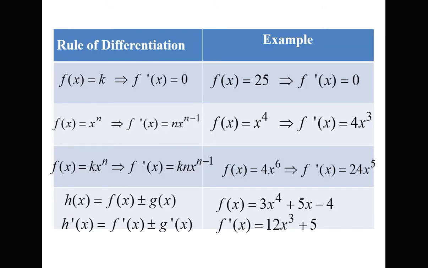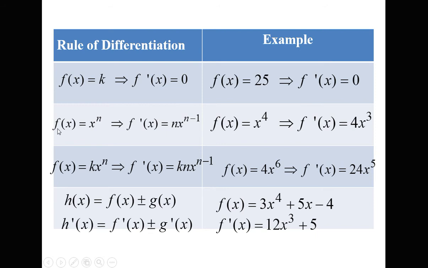So rule of differentiation. So if you want to differentiate f(x) is equal to k, where k is constant, therefore f prime x is equal to 0. For example, you have f(x) equal to 25. 25 is constant. So bila you differentiate, you akan dapat 0.